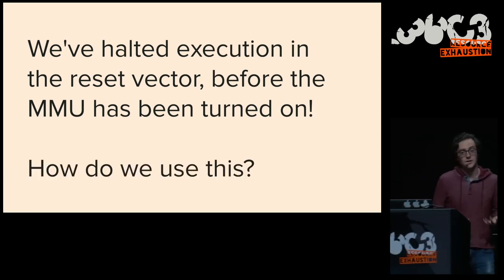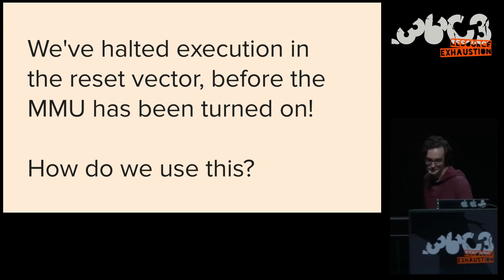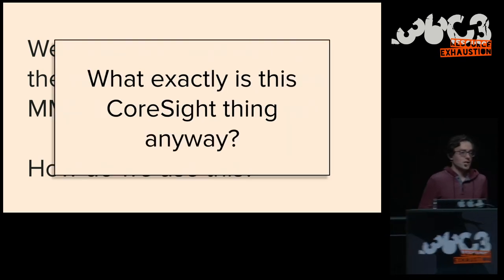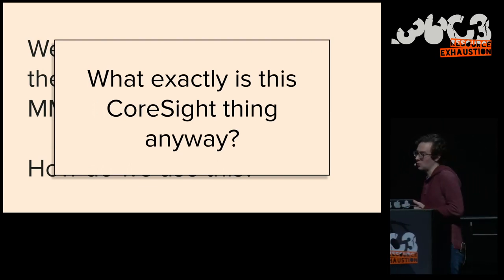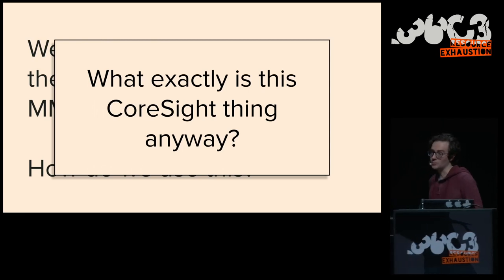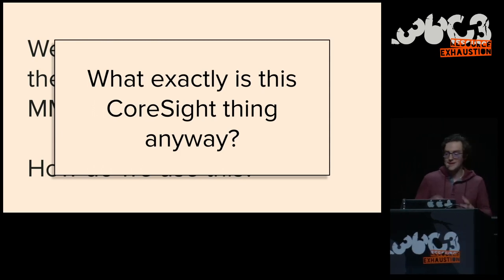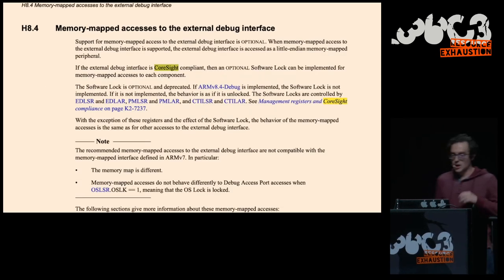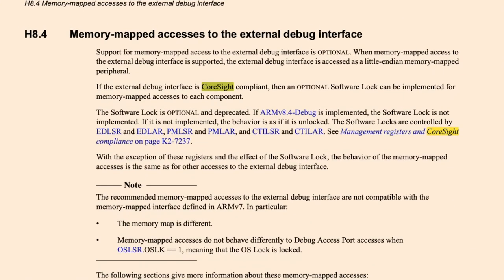So of course, what I really wanted to know was, how do we use this capability in order to bypass KTRR? Well, it turns out that there's a more fundamental question that I needed to answer first, which was, what exactly is this CoreSight thing anyway? It's really hard in practice, at least for me, to exploit something without knowing a general sense of how it works. So I basically just searched for CoreSight in the ARM reference manual and came across a bunch of references to CoreSight in connection with something called the external debug interface.